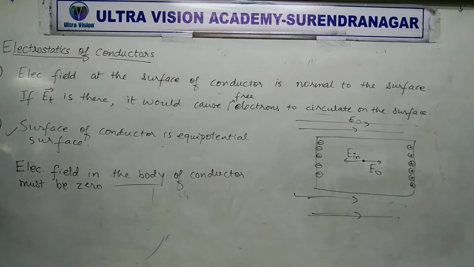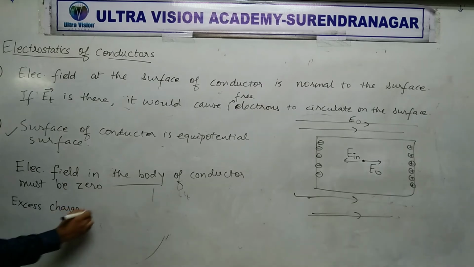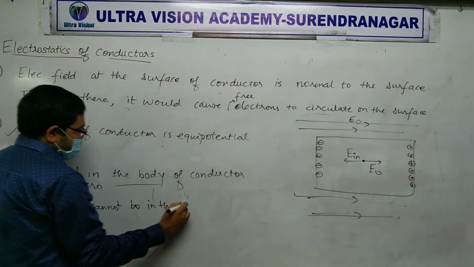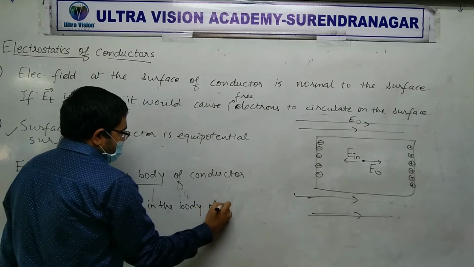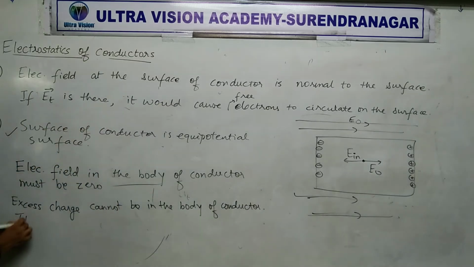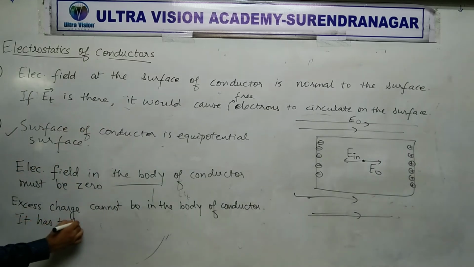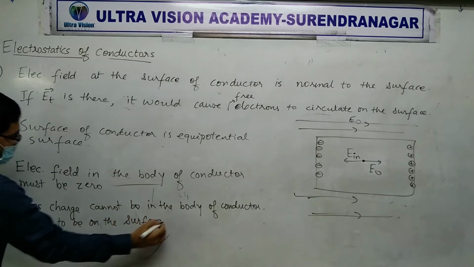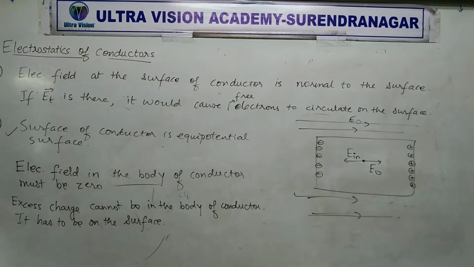Let's go to number 4, which is directly linked with number 3. Excess charge cannot be in the body of a conductor. It has to be on the surface.